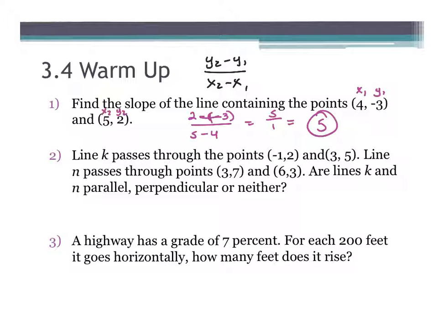Number 2 says line K passes through the points negative 1, 2, and 3, 5. Line N passes through the points 3, 7, and 6, 3. Are lines K and N parallel, perpendicular, or neither? So the first thing I want to do is find the slope for K. 5 minus 2 over 3 minus a negative 1, which becomes plus 1. And I get 3/4. And then I want to find the slope of N. 3 minus 7 over 6 minus 3, negative 4/3.